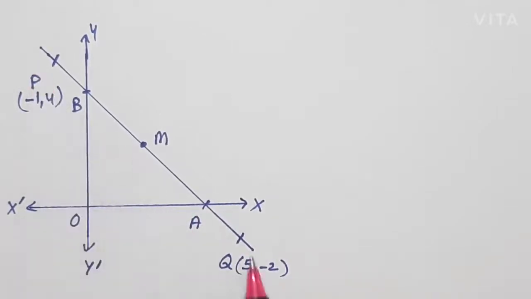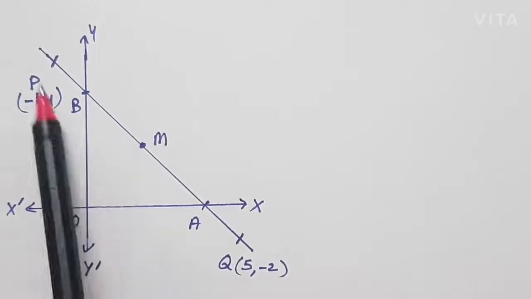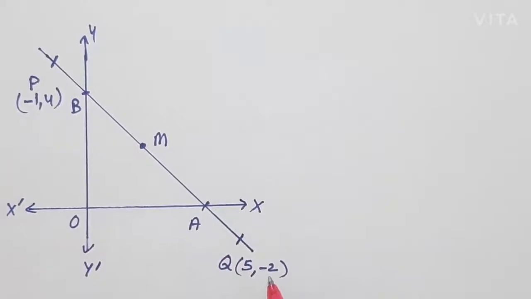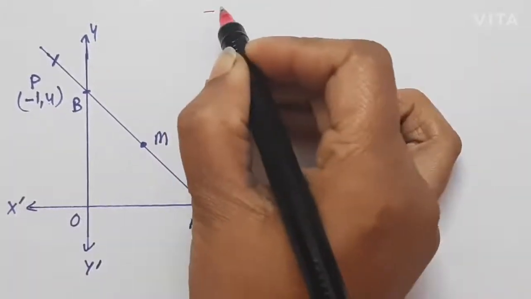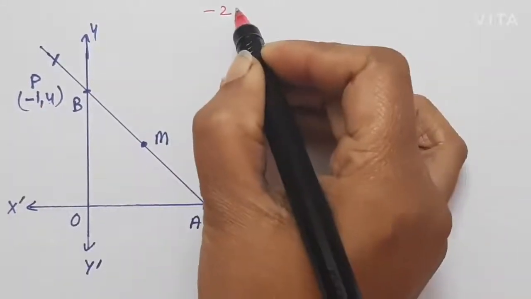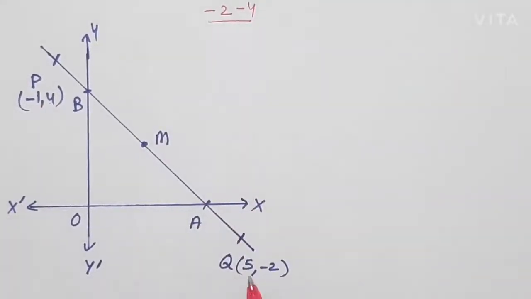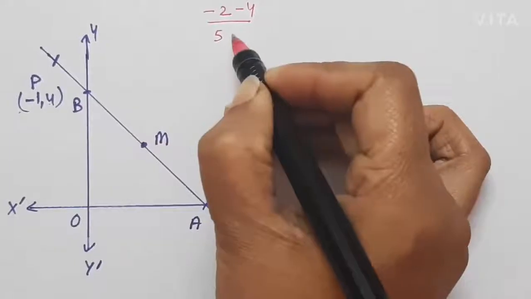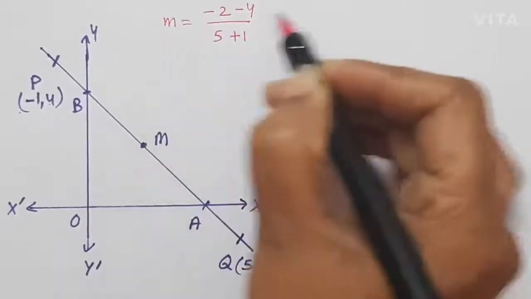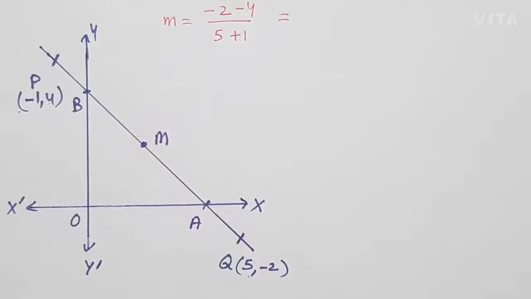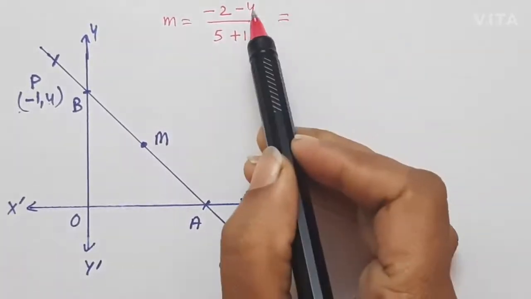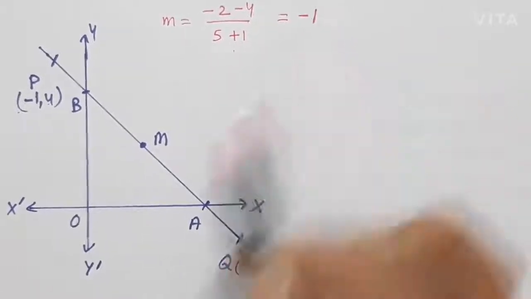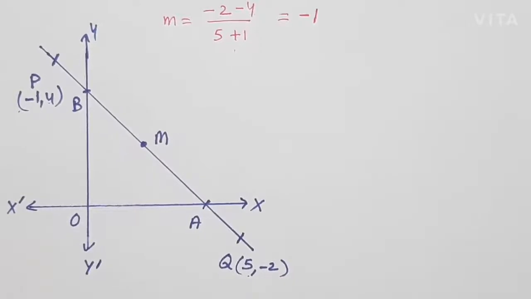So let us find the slope of PQ first. Now we know how to find slope. That is (y2 minus y1), that is minus 2 minus 4, upon (x2 minus x1), that is 5, now it will become plus, 5 plus 1. Now this is how we can find the value of m. So what will m become here? M is, now minus 4 and minus 2 is minus 6, upon 6. So it will become minus 1. So this is how we find slope.